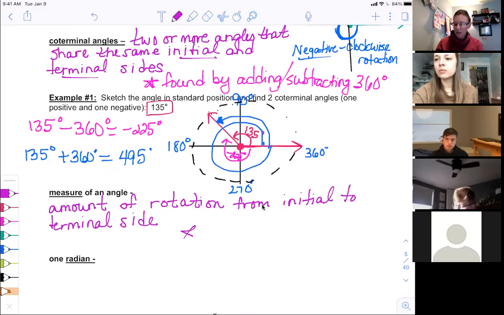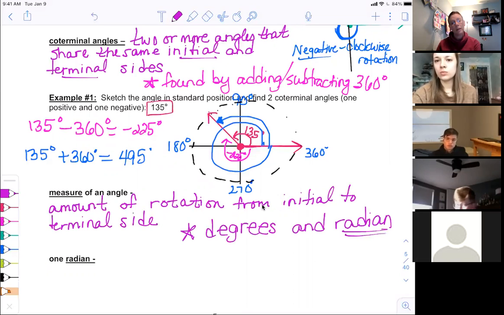We measure an angle in something called a degree, which is what you all know. And we measure an angle in something else called a radian. That's the new part that we will be talking about in trigonometry. In trig, angles are measured in radian form. The radian actually was found before the degree measure. So the degree measure was actually created way after radians.